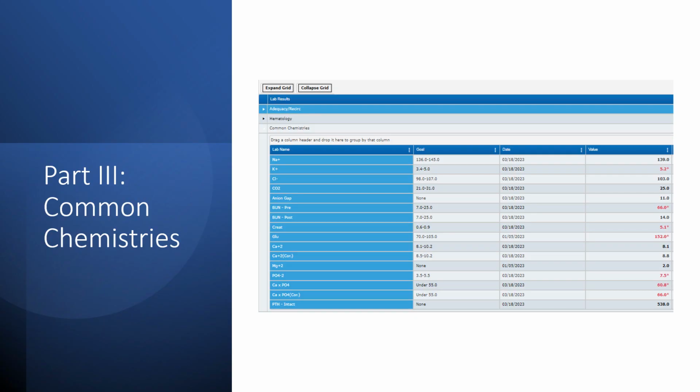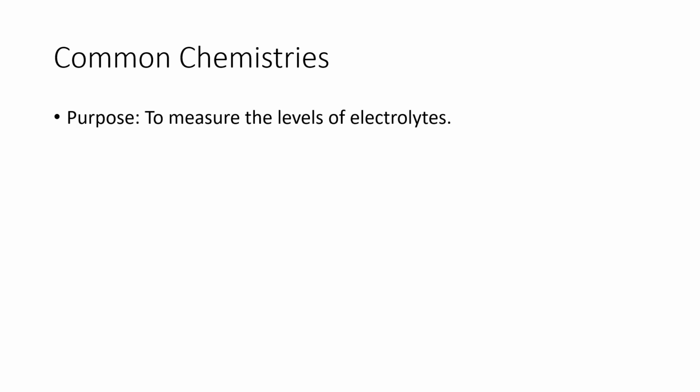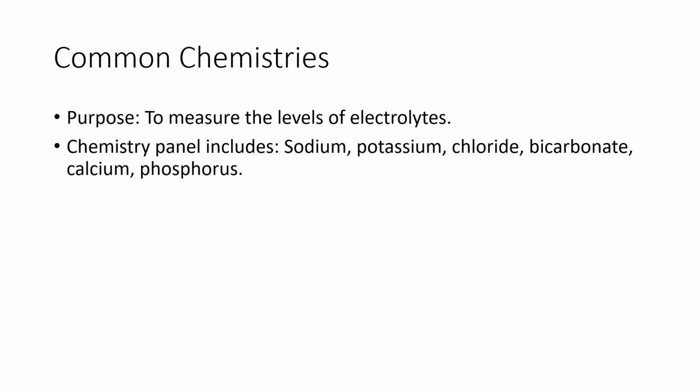Okay, moving down the list, let's now talk about common chemistries. We measure common chemistries in our dialysis patients every month. These include sodium, potassium, chloride, bicarbonate, calcium, and phosphorus.